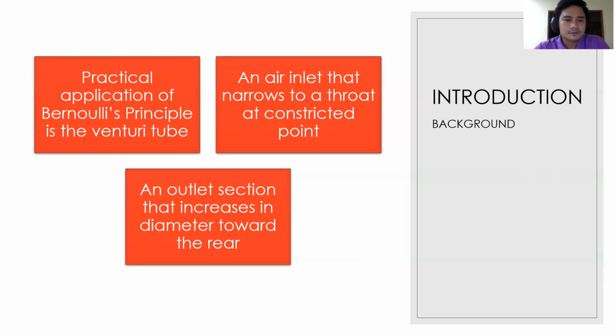For the background, a practical application of Bernoulli principle is the venturi tube. The venturi tube has an inlet that narrows to a throat at concentric point and an outlet section that increases in diameter towards the rear. The diameter of the outlet is the same as that of the inlet. So the mass of air entering the tube must exactly equal the mass exiting the tube.